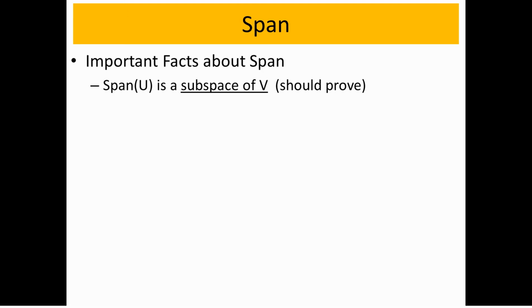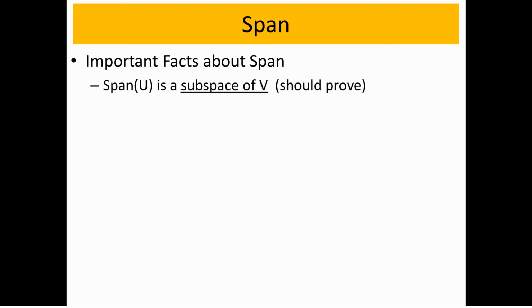Two important things about the span. First of all, you should convince yourself that the span of U is a subspace of V. In other words, we should show that the span of U is a non-empty set and it's closed under addition and scalar multiplication. That's not hard to do, but you should definitely prove that.